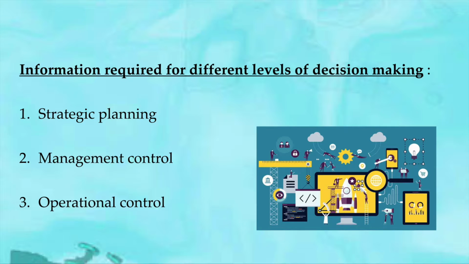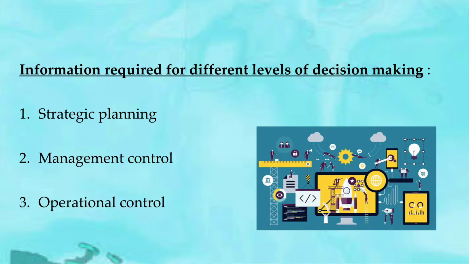Second is management control. Management control is implementing the plan for a shorter term, let's say concentrating on each quarter or every month of a particular year. We prepare budgets in order to achieve targets for a short period of time. Information for this purpose will be required from internal as well as external sources. That's about the purpose of management control.